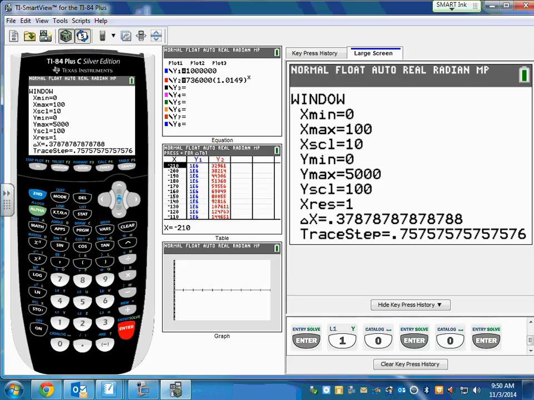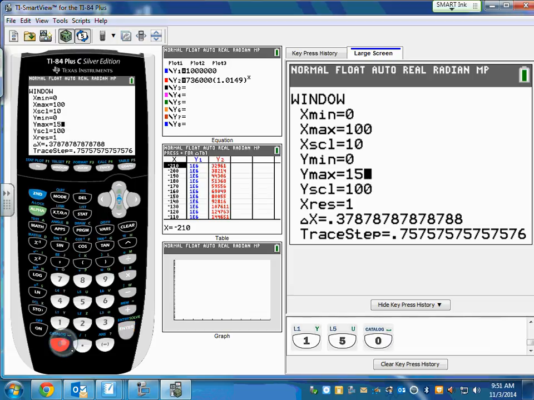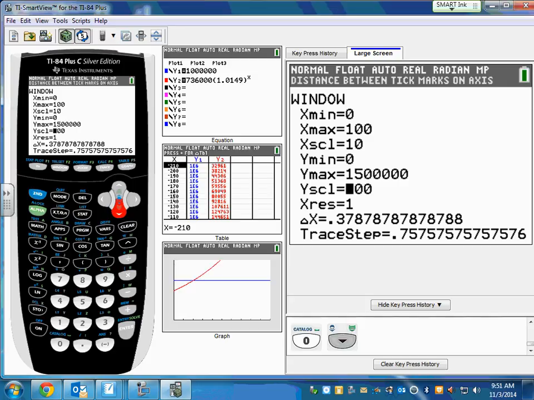I want to know when it gets to a million, so you need to make it bigger than a million, because if you only make it go to a million, then the very top of your graph will be a million, and you still won't be able to see. So you can make it go to 2 million. I'm going to make mine go to 1,500,000, but it's okay if you make it go to 2 million.